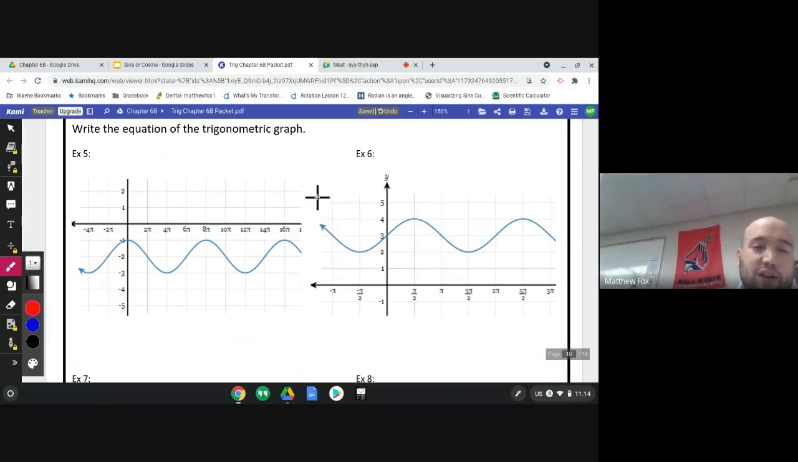So on number 5, once again, always find your midline. So there's my midline at -2. We know it's going to shift down 2. There's a peak there on the y-axis, so this one has to be cosine. Amplitude up 1, down 1. So we know y equals, I can put 1 cosine, or I can just put cosine.